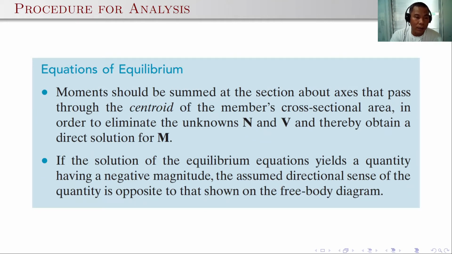In the use of the equations of equilibrium, moments should be summed at the section about an axis that passes through the centroid of the member's cross-sectional area in order to eliminate the unknowns N and V and thereby obtain a direct solution for M. If the solution of the equilibrium equations yields a quantity having a negative magnitude, the assumed directional sense of the quantity is opposite to that shown in the free-body diagram.